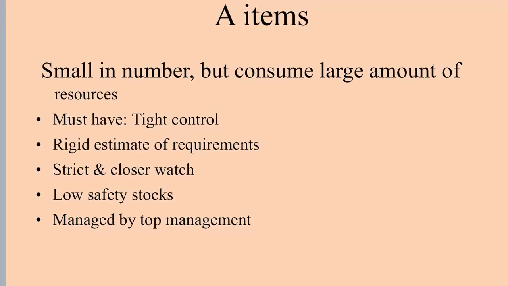For example, in a diamond jewelry manufacturing firm, वहाँ पे भी बहुत सारी inventories होती है. So उनका एक जो डायमंड्स होते हैं जिससे ऑर्नामेंट्स बनेंगे, those diamonds are very costly raw material and very costly supplies that go in making the jewelry, so these are considered as A items there.